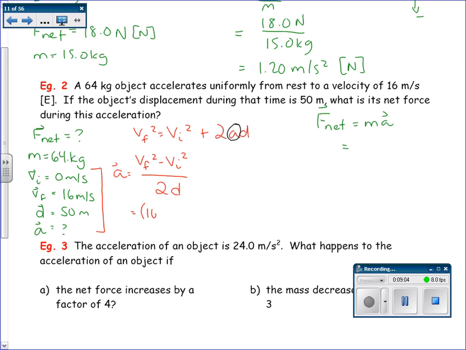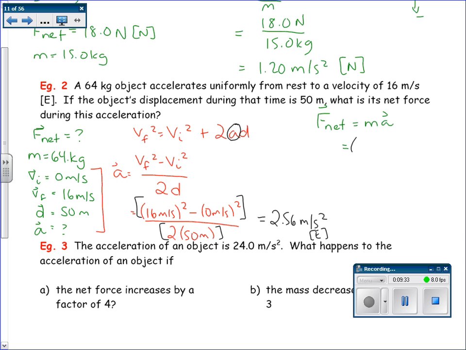which is 16 meters per second squared minus 0 meters per second squared divided by 2 times 50 meters. And just make sure when you put that in your calculator that that's in brackets, and that is 2 if you put in the 0 squared, although you don't need to. So the acceleration you should get here is 2.56 meters per second squared, and that's east.